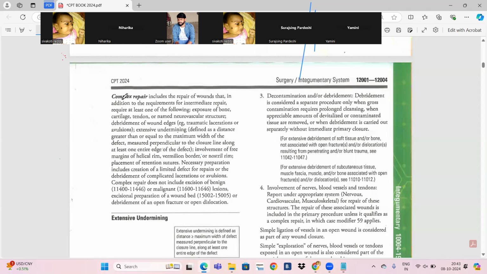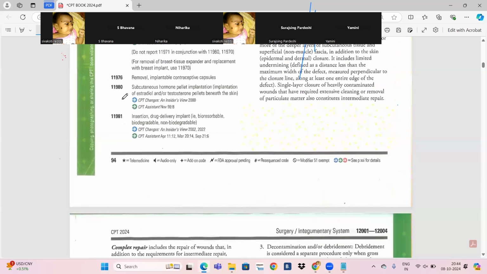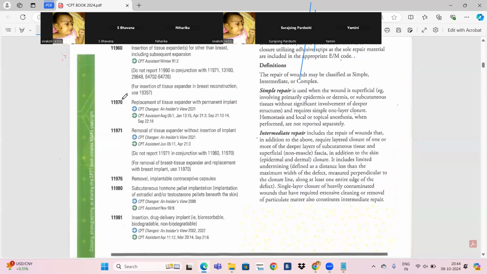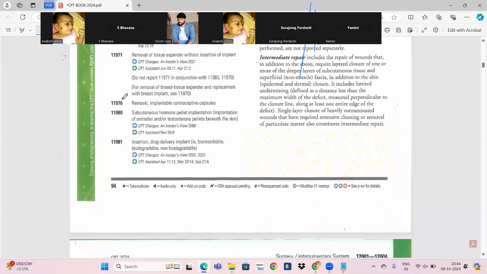So simply, based on the depth: up to superficial layer of subcutaneous tissues, simple repair. Fascia, subcutaneous tissue, deeper layers, intermediate. Exposure of bone, tendon, cartilage, complex repair. Now you understood, right? Type of repair: simple, intermediate, complex.